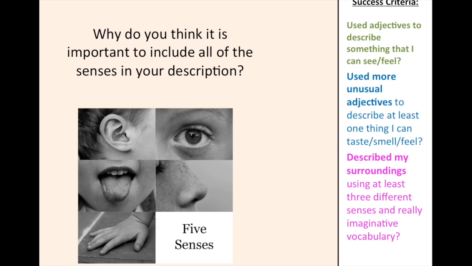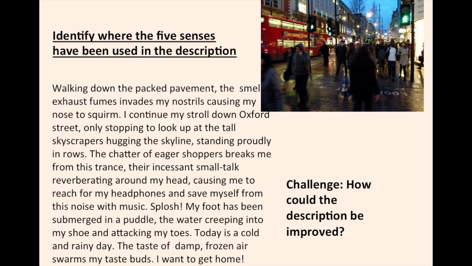If you look at this piece here, identify where the five senses have been used in this description of, I think, a street somewhere. It's Oxford Street, isn't it? Walking down the packed pavement, the smell of exhaust fumes invades my nostrils, causing my nose to squirm. I continue my stroll down Oxford Street, only stopping to look up at the tall skyscrapers hugging the skyline, standing proudly in rows. The chatter of eager shoppers breaks me from this trance, their incessant small talk reverberating around my head, causing me to reach for my headphones and save myself from this noise with music. Splosh! My foot has been submerged in a puddle, the water creeping into my shoe and attacking my toes.